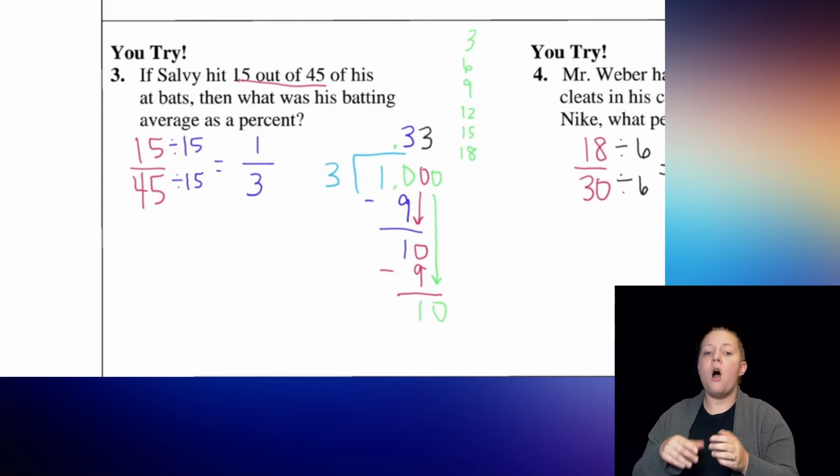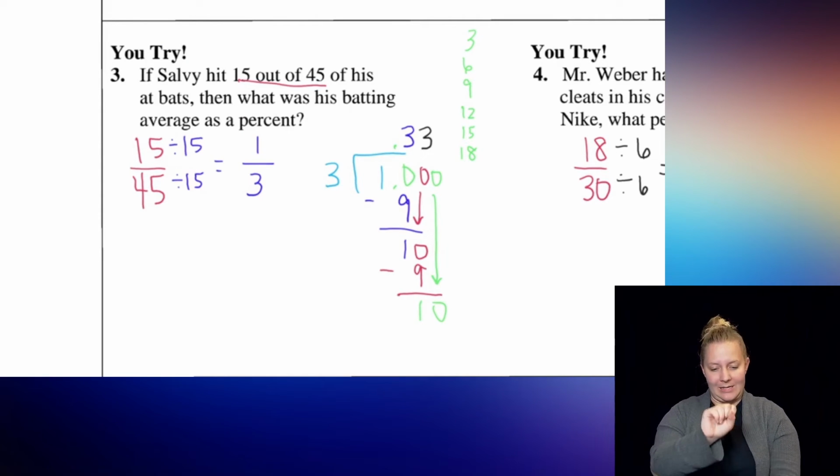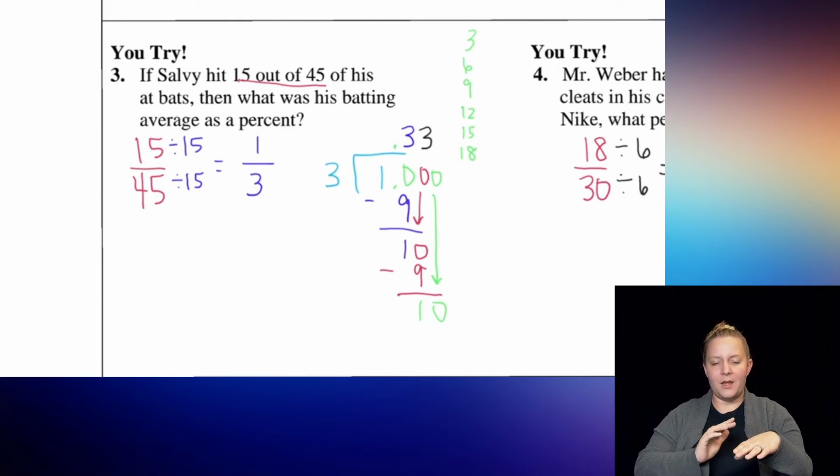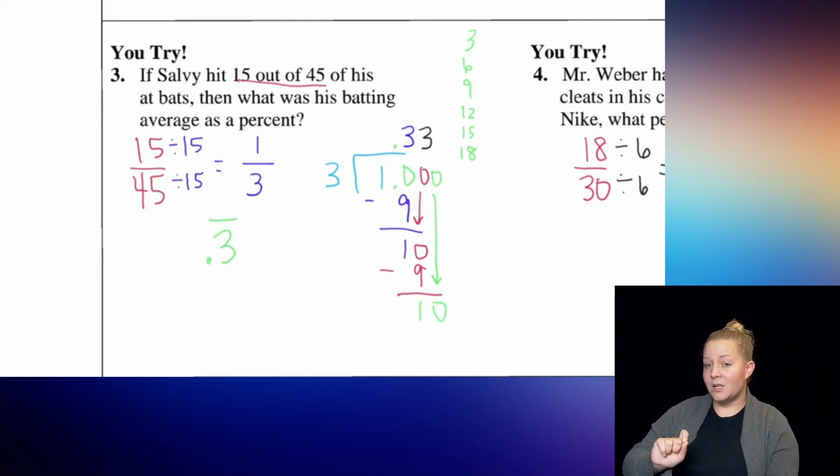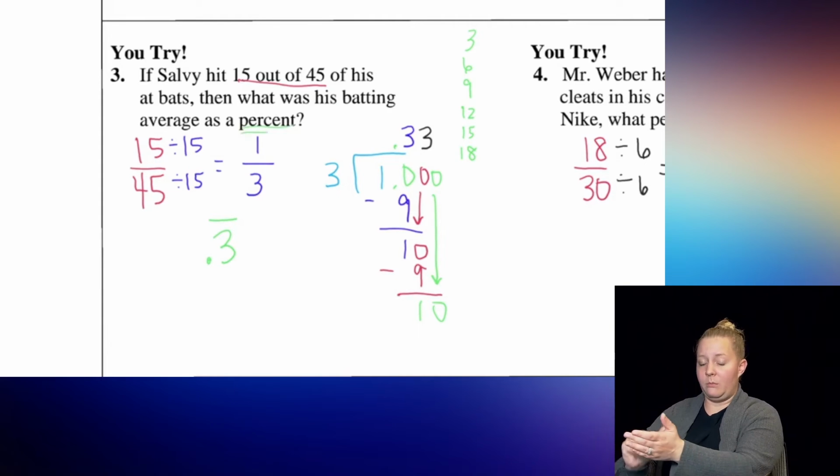Alrighty, so take a look at my work. Salvi got 15 out of 45. I simplified that down to 1/3, and 1/3 looks to be the decimal 0.3 repeating. So you would go ahead and write that like that. And then remember here, we need a percent.